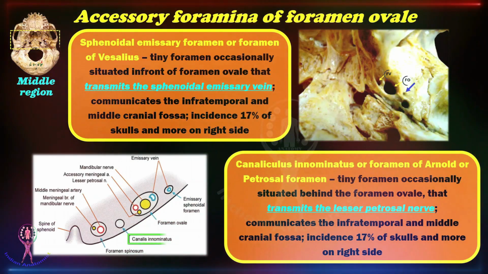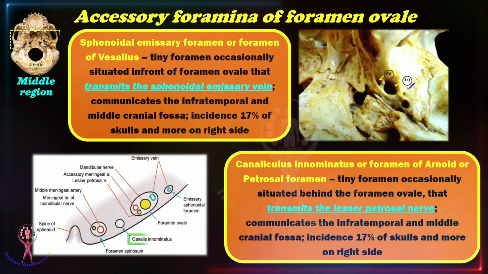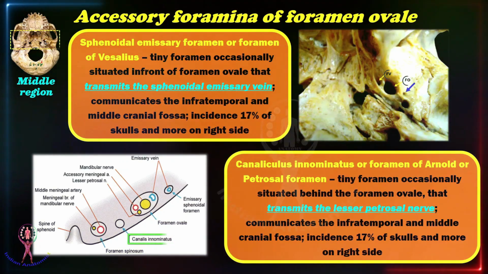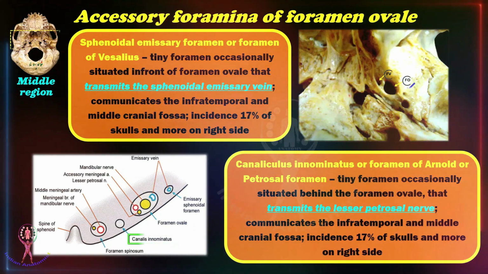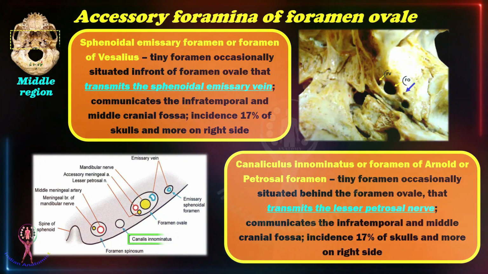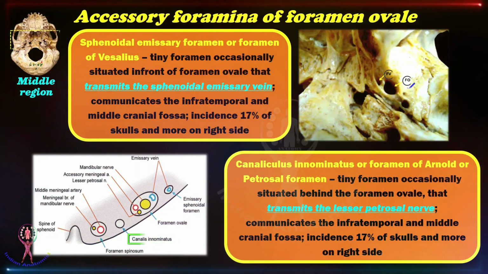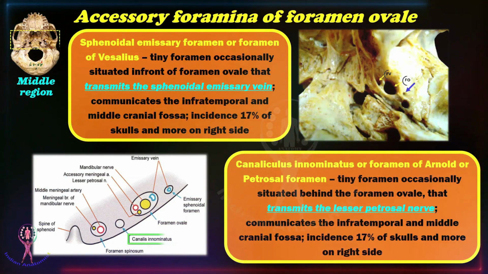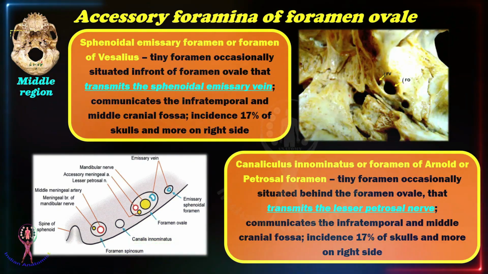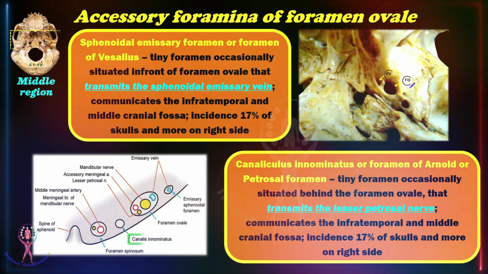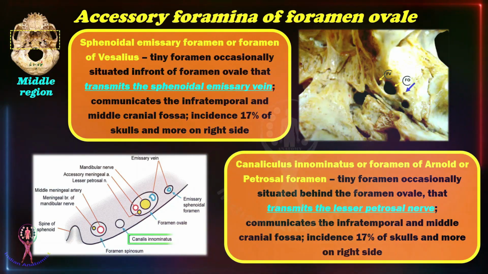The other foramen is canaliculus innominatus or foramen of Arnold or petrosal foramen. It is also a tiny foramen occasionally situated behind the foramen ovale. If present, it transmits the lesser petrosal nerve. The incidence of this foramen is more or less the same as that of the foramen of Vesalius. Usually, the sphenoidal emissary vein and the lesser petrosal nerve are transmitted through the foramen ovale.